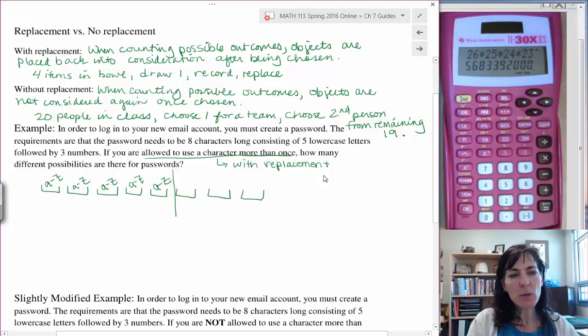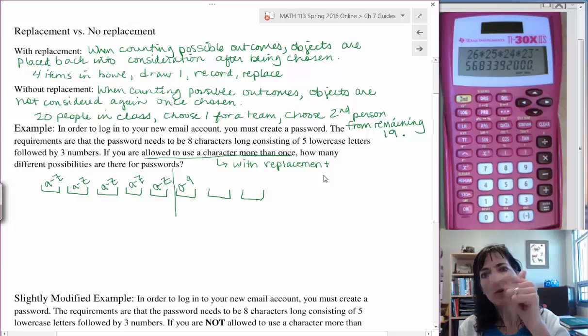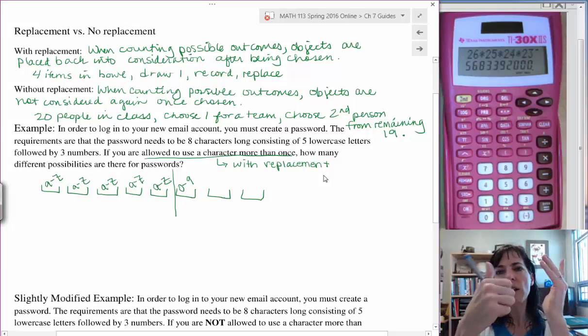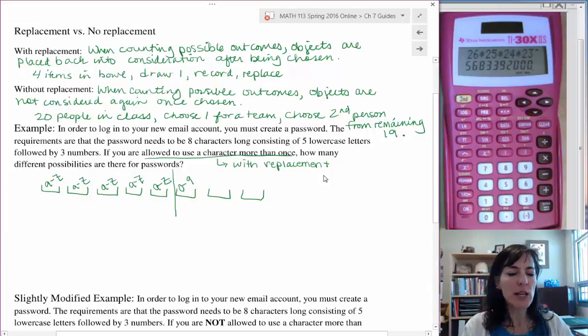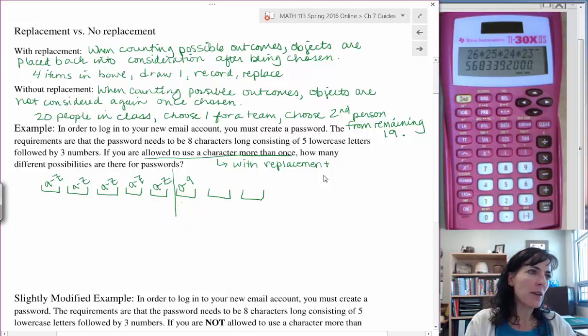And then when we look at the numbers, now that we're at the numbers part, there we have the choices 0 through 9. And there are 0, 1, 2, 3, 4, 5, 6, 7, 8, 9. There's 10 possibilities there. So we can write this down. And 0 to 9, 0 to 9, because we can replace again.